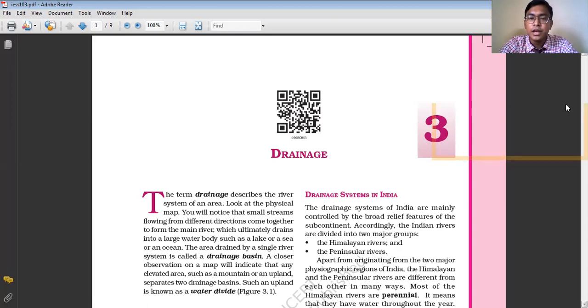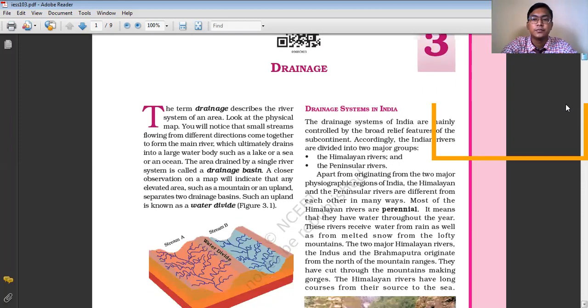India is considered a land of rivers because so many rivers flow through our country, and it makes India a land of rivers. This is also a reason that India has enough supply of water throughout the year. Okay, so the term drainage, what does this term drainage basically refer to?